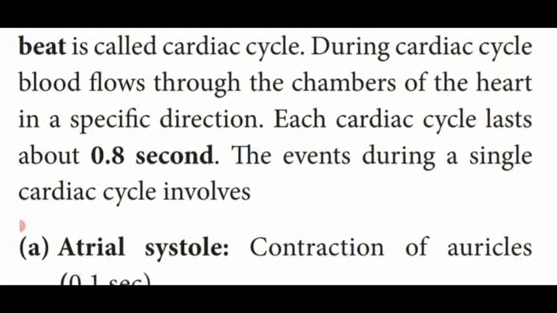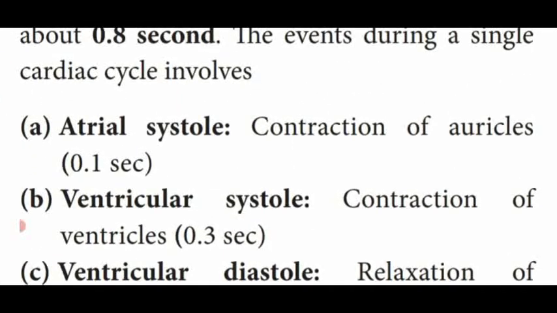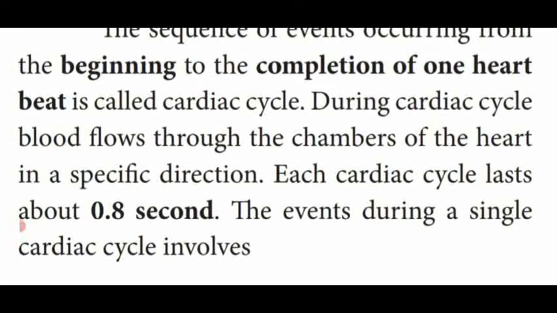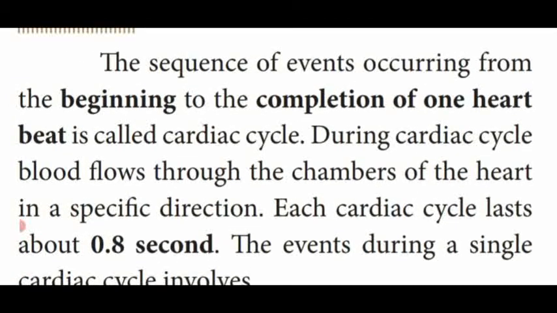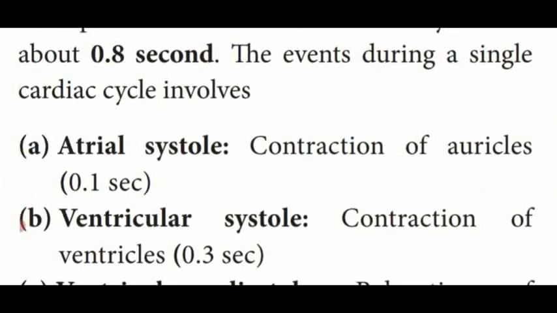The events during a single cardiac cycle involve 3 important activities: atrial systole, ventricular systole, and ventricular diastole. The sequence of events occurring from the beginning to the completion of a heartbeat is called the cardiac cycle. It takes place in about 0.8 second. The 3 events take place within the 0.8 second.